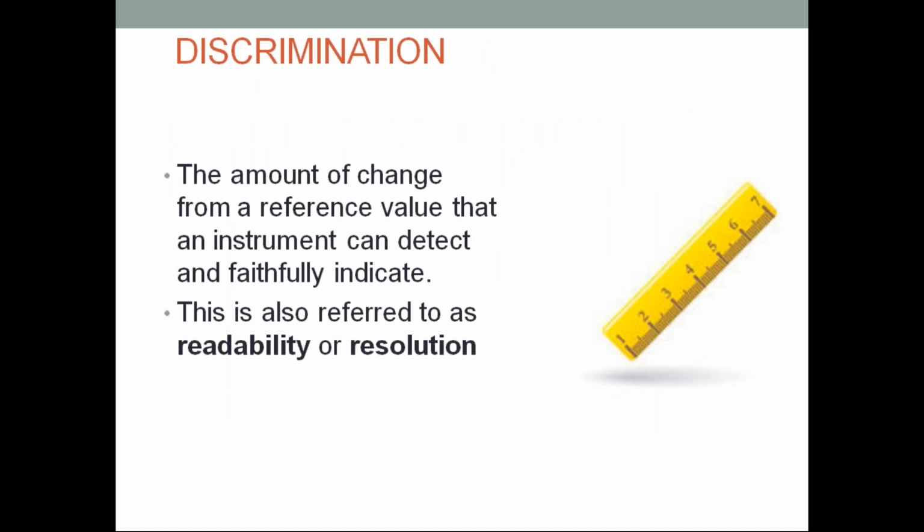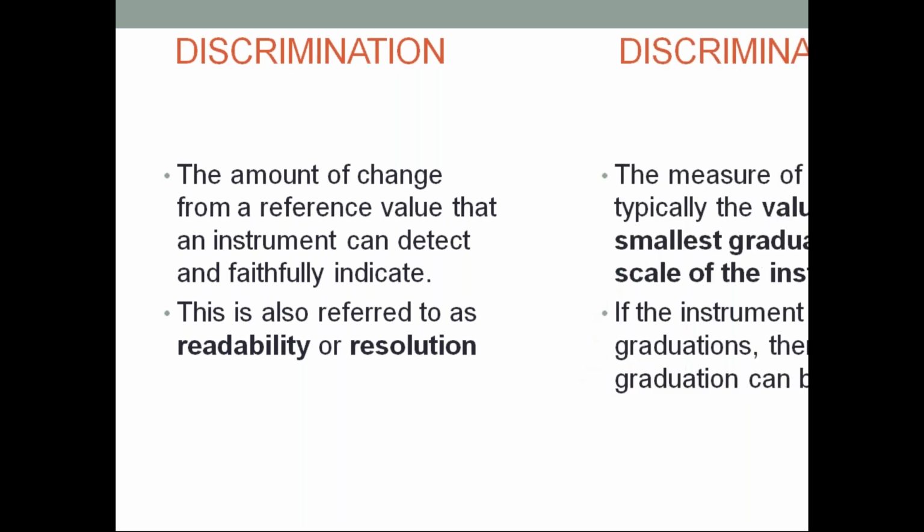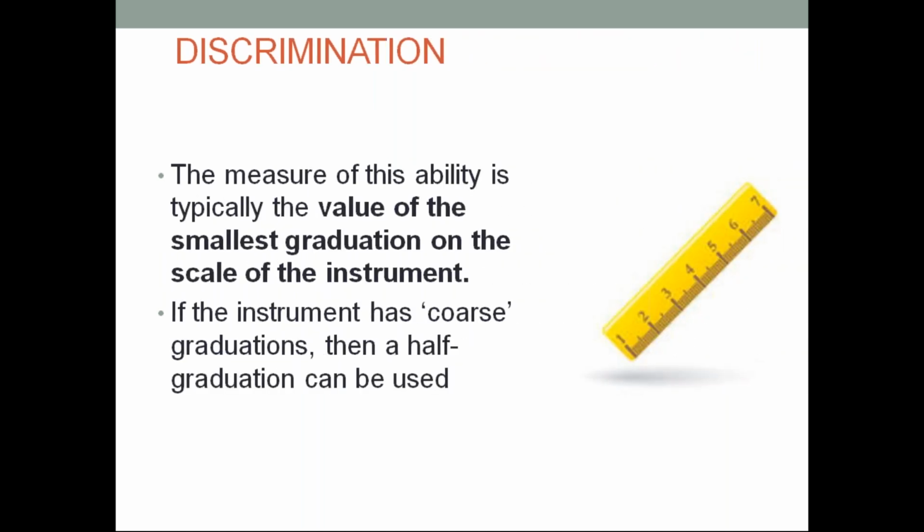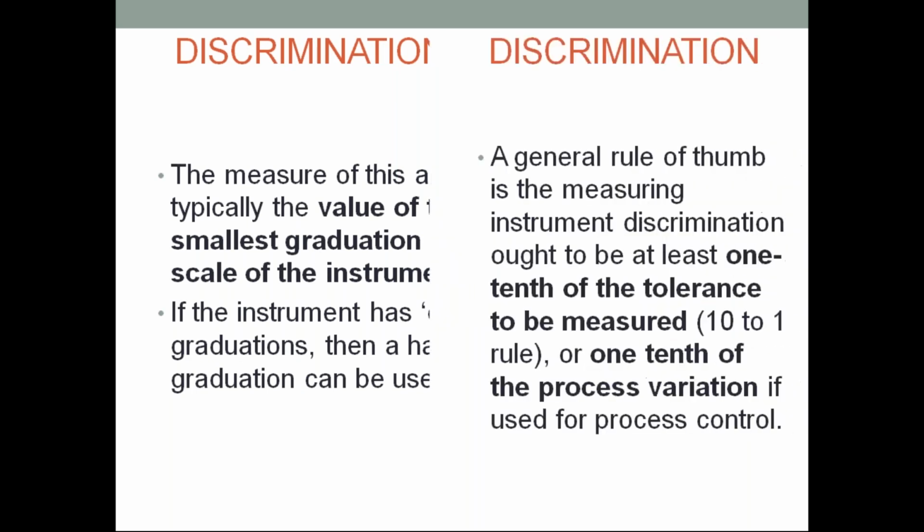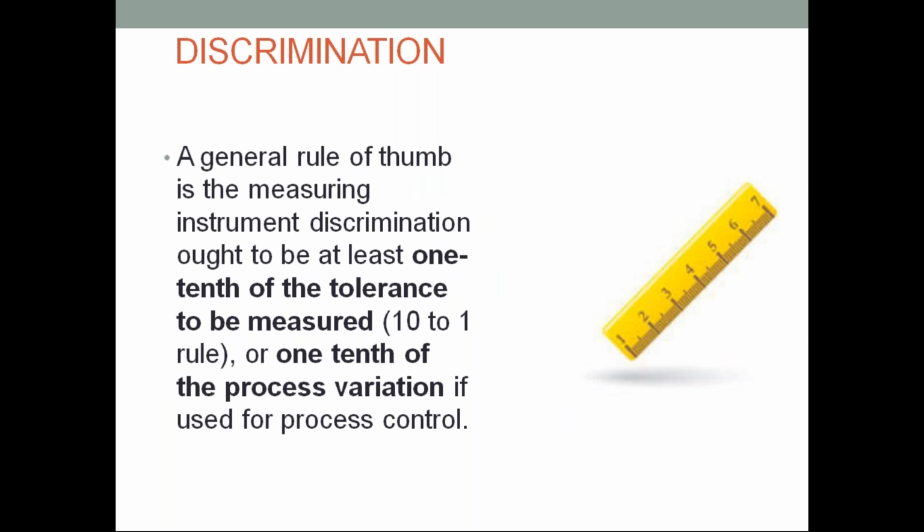So what's discrimination? It's the amount of change from a reference value that an instrument can detect and faithfully indicate. It's also referred to as readability or resolution. The measure of this ability is typically the value of the smallest graduation on the scale of an instrument. If the instrument has coarse graduations, then a half graduation can sometimes be used. Most manufacturing, you won't want to go down that path, however.